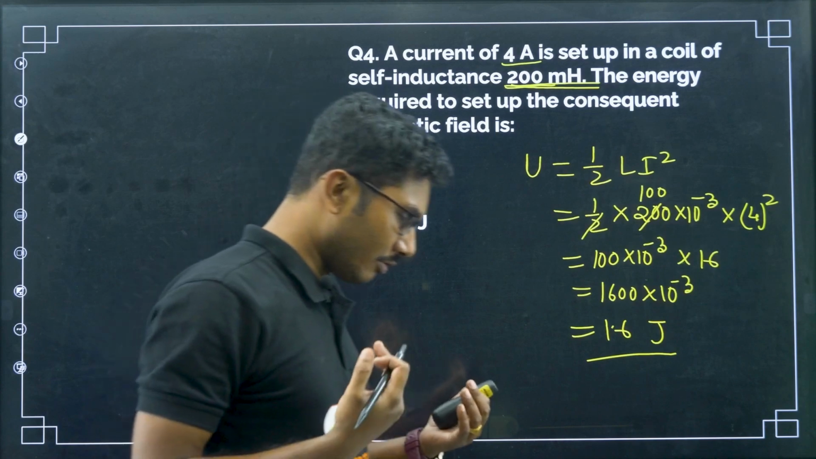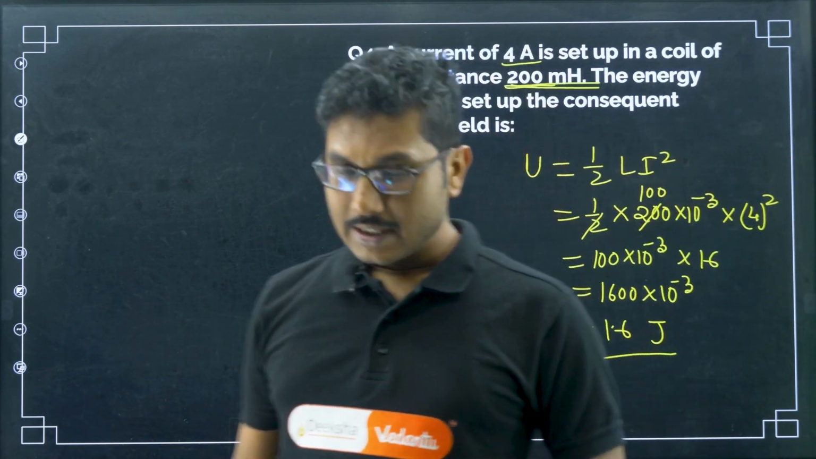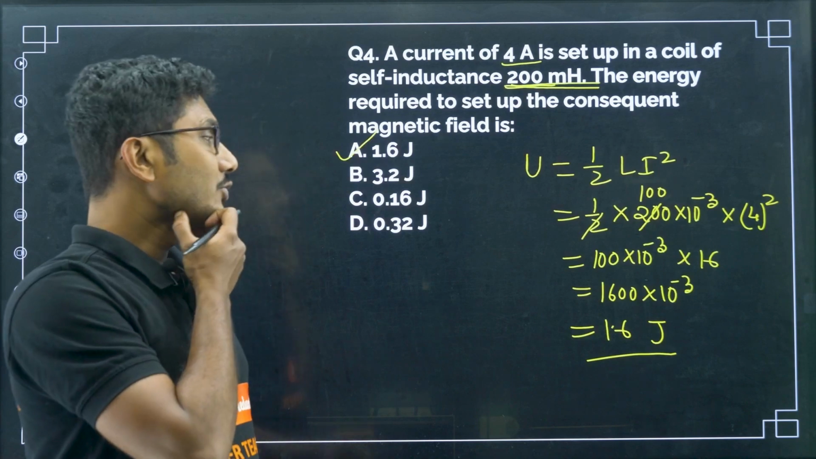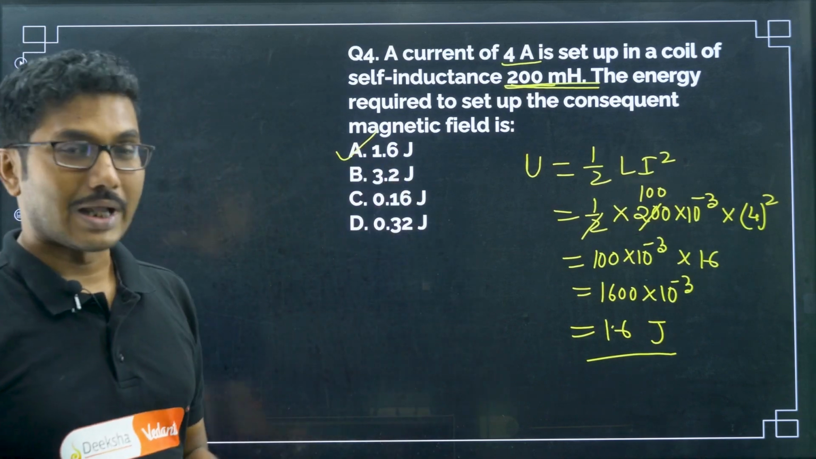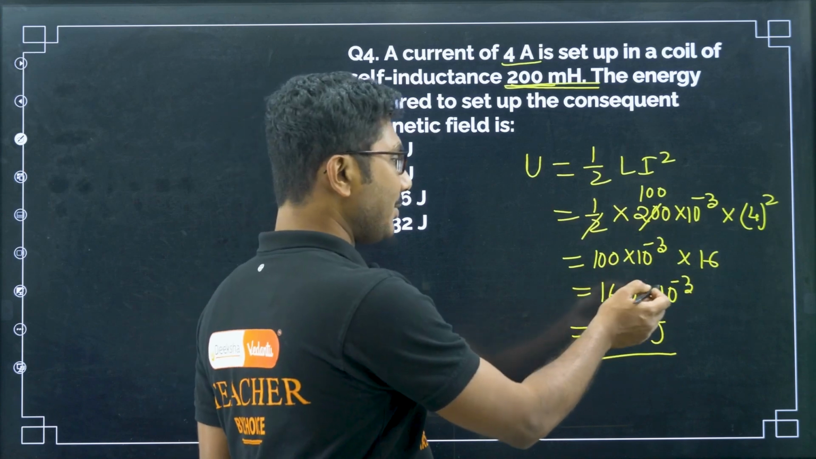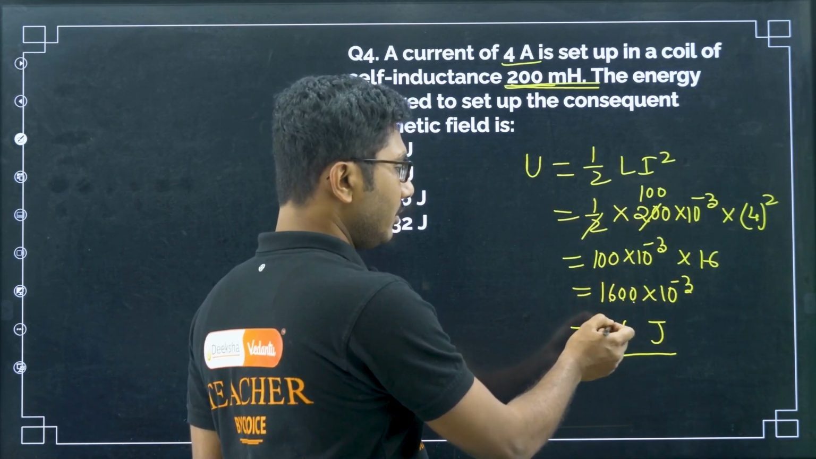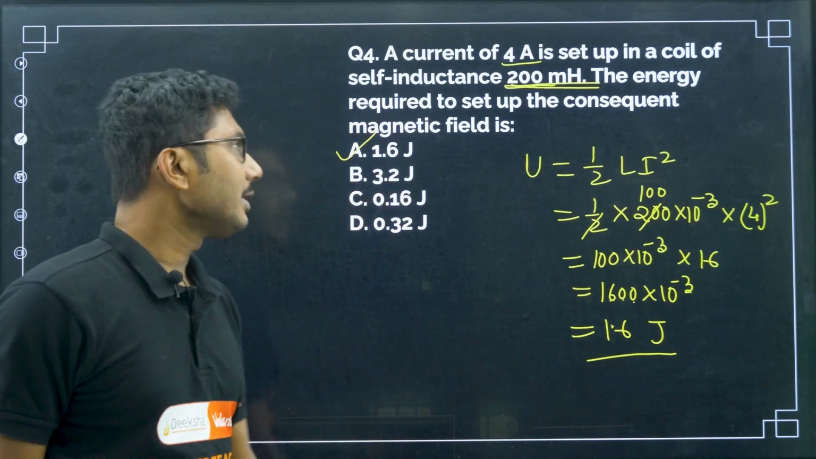No need to be concerned about the unit, because units will be given mostly in the same energy units only. The only thing you have to consider is calculating the value properly. 10 to the power of minus 3 means you have to move 3 decimal places, 1, 2, 3. So, you have to put the decimal here, right.